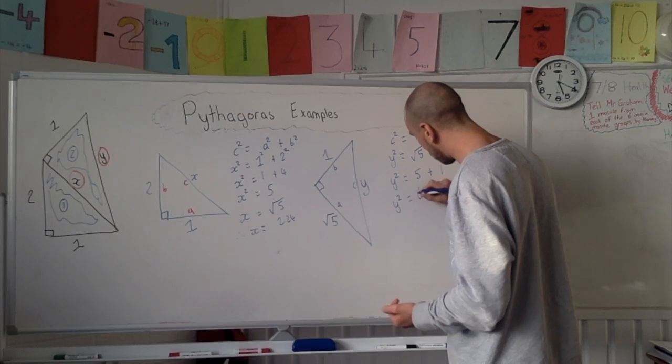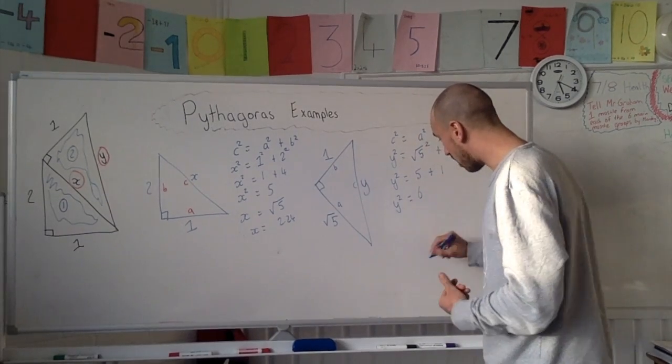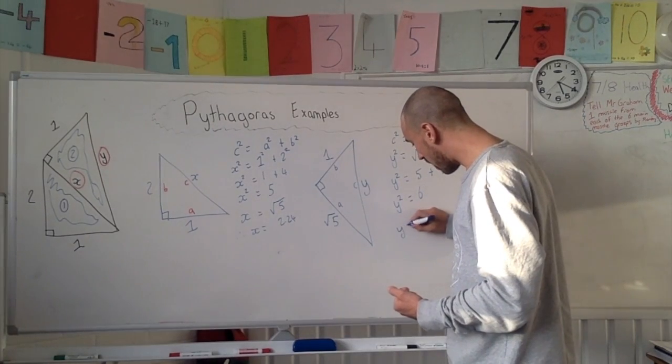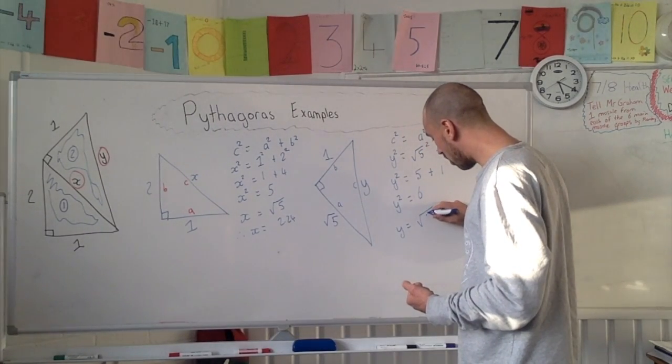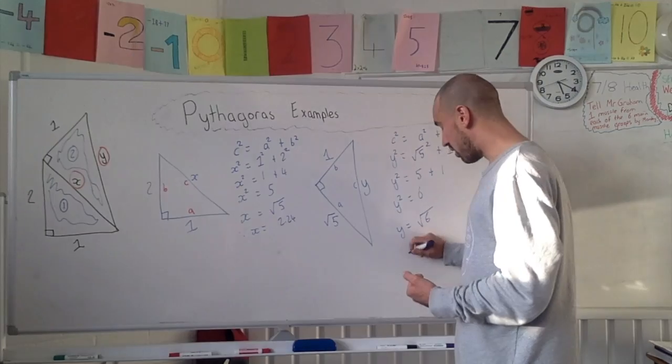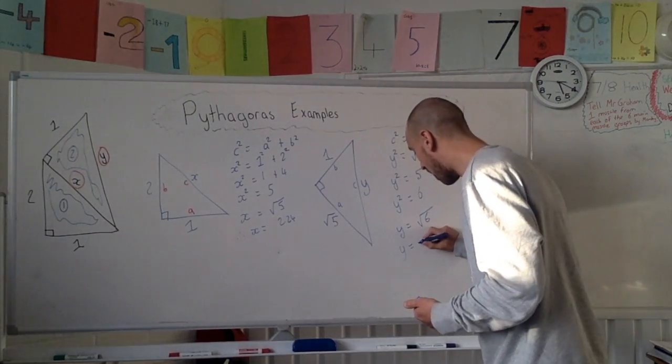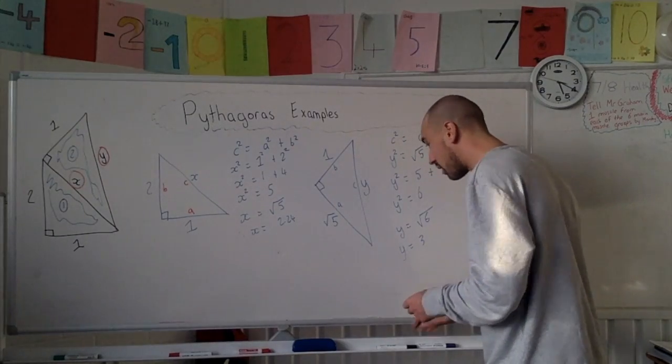y squared equals 6. So we go through now, we want to get y by itself. So y equals square root of 6. Now, I'm sure you can all tell me that. What times itself equals 6? That would be 3.